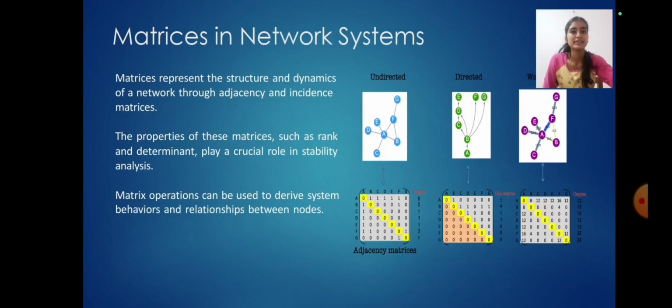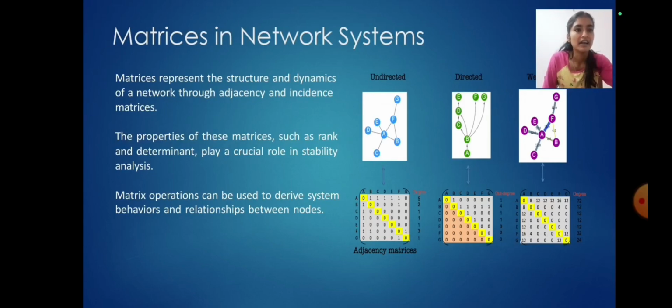Matrices in a network system. Matrices represent the structure and dynamics of a network through adjacency and incidence matrices. The properties of these matrices such as rank and determinant play a crucial role in stability analysis. Matrix operations can be used to derive system behaviors and relationships between nodes.